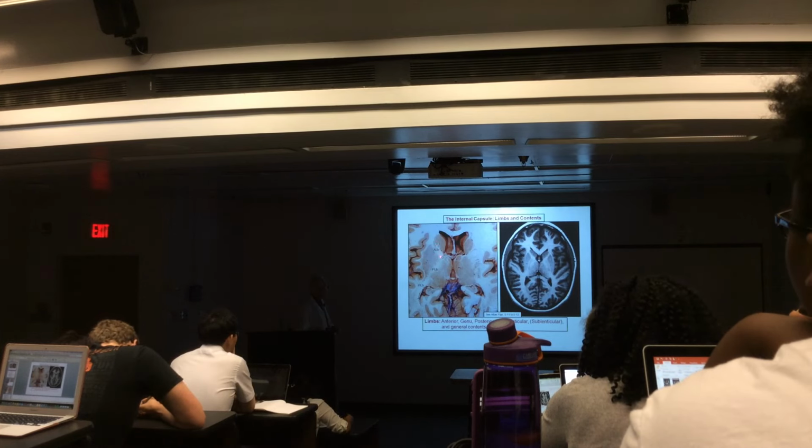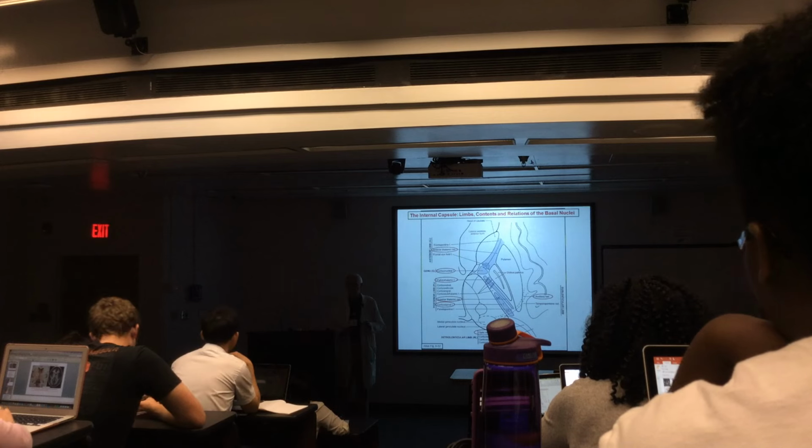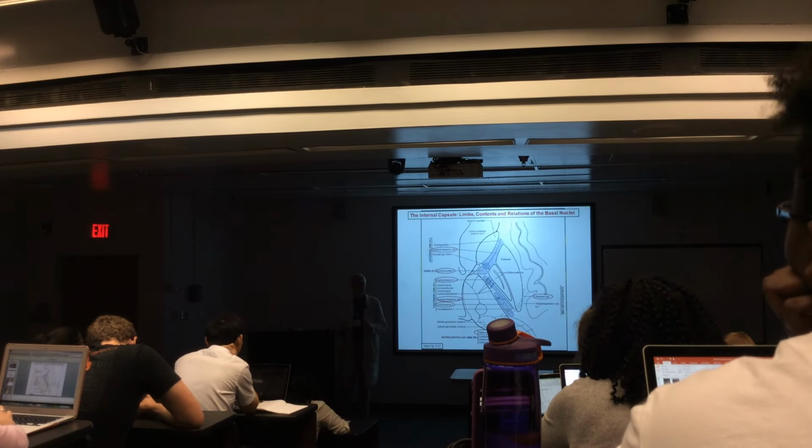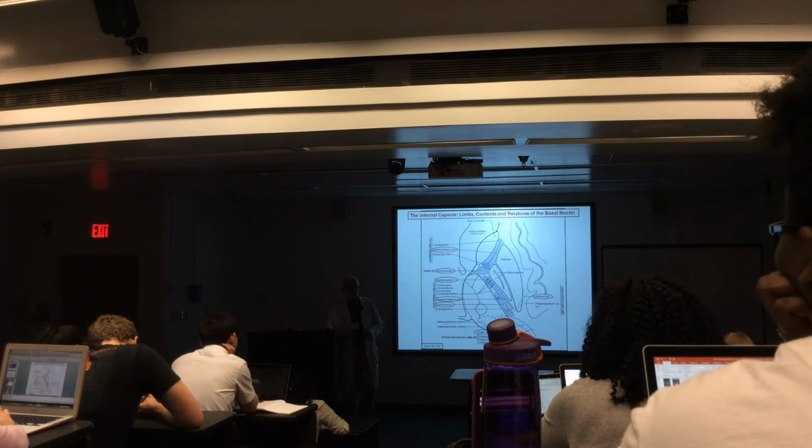So let's look at this. Now, first thing is don't freak out. You don't have to learn everything on the slide. Okay? Take a deep breath. But you do need to be aware of the things in the red circles. We're going to just mention those briefly. Here you see the blue structures right here represent the internal capsule. This is the retrolenticular limb area right here.